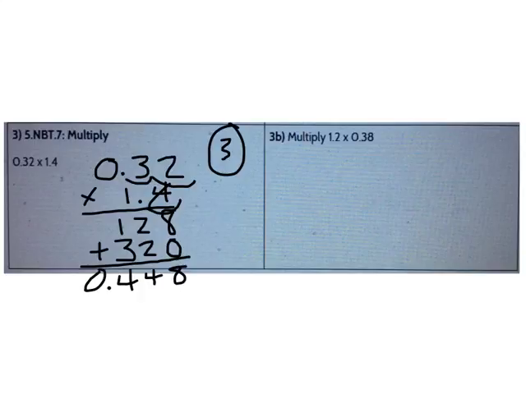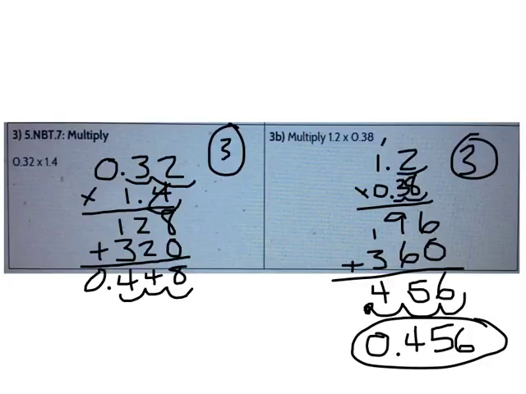The correct answer is 448 thousandths. There's 1, 2, 3 digits behind the decimal. Now you try one. What's 1 and 2 tenths minus 38 hundredths? Go ahead and solve that problem now. The correct answer is 456 thousandths.